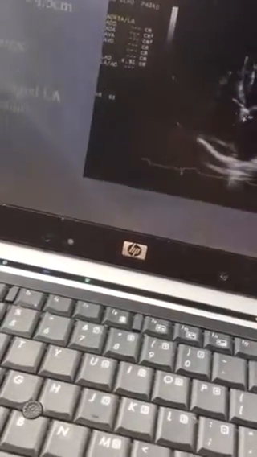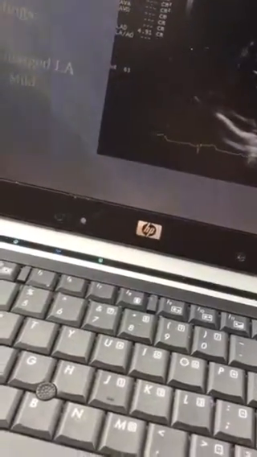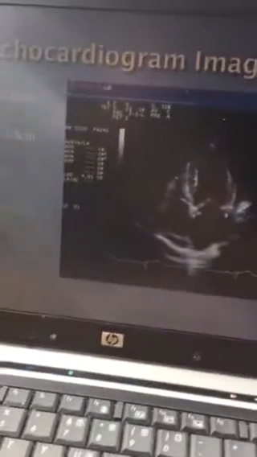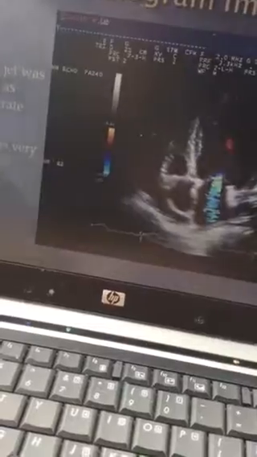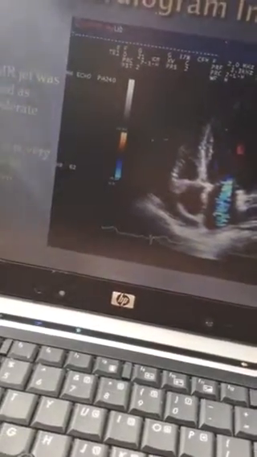The left atrium did measure 4.9. Anything under 4.5 is considered normal. The mitral jet was listed as moderate, but I think it looks a little closer to severe. It's definitely on the borderline between moderate and severe. As you can see, the jet comes all the way to the back wall of the left atrium.